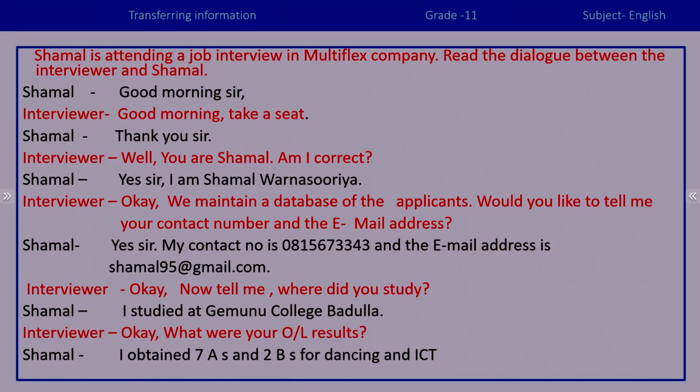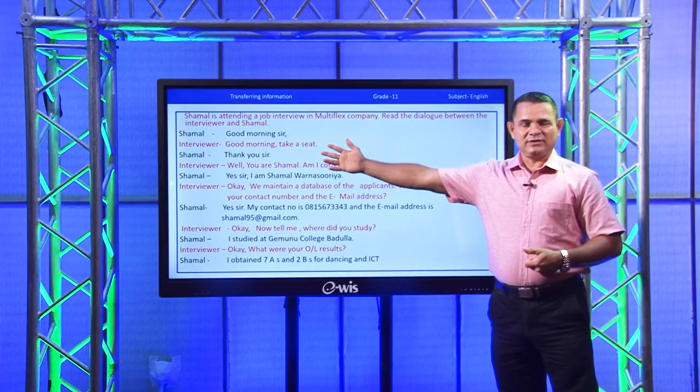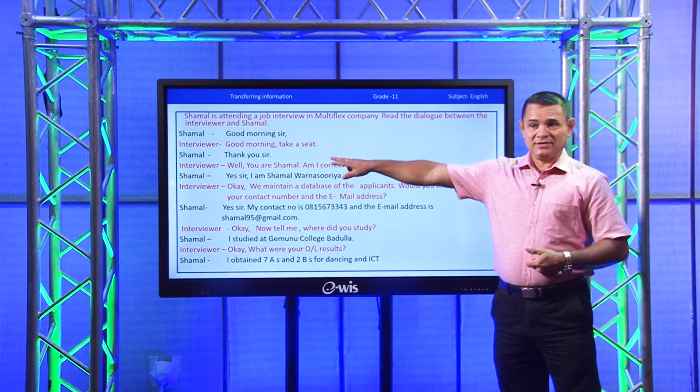Okay. Right, now just have a look at this one. It is a different one. First you saw a paragraph and next you saw a table. Now, a dialogue, right. So, read and take the necessary information and then transfer the information into other forms. Let us try this one. Here it says Shamil is attending a job interview in Multiplex company. Read the dialogue between the interviewer and Shamil. Now, there you can see the dialogue between these two, Shamil and the interviewer, right.